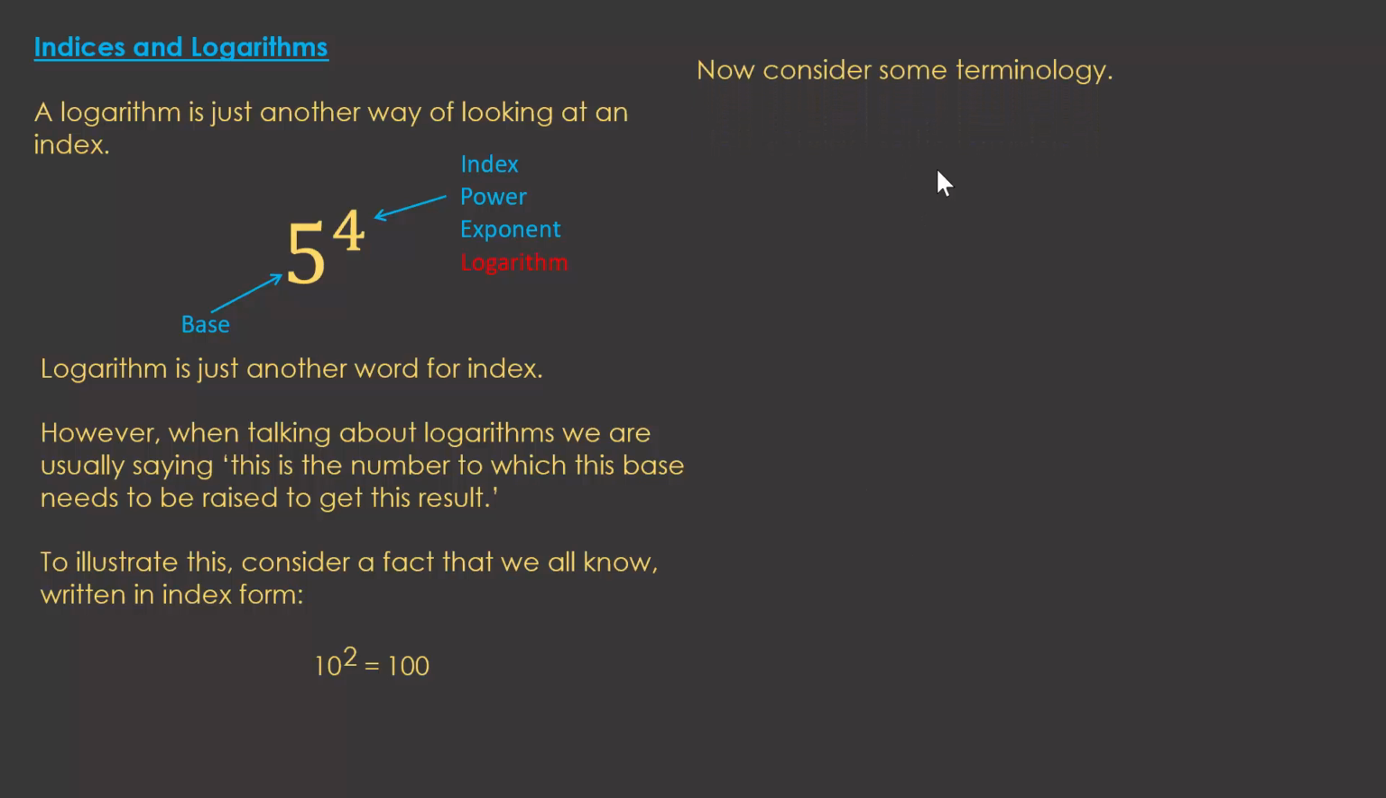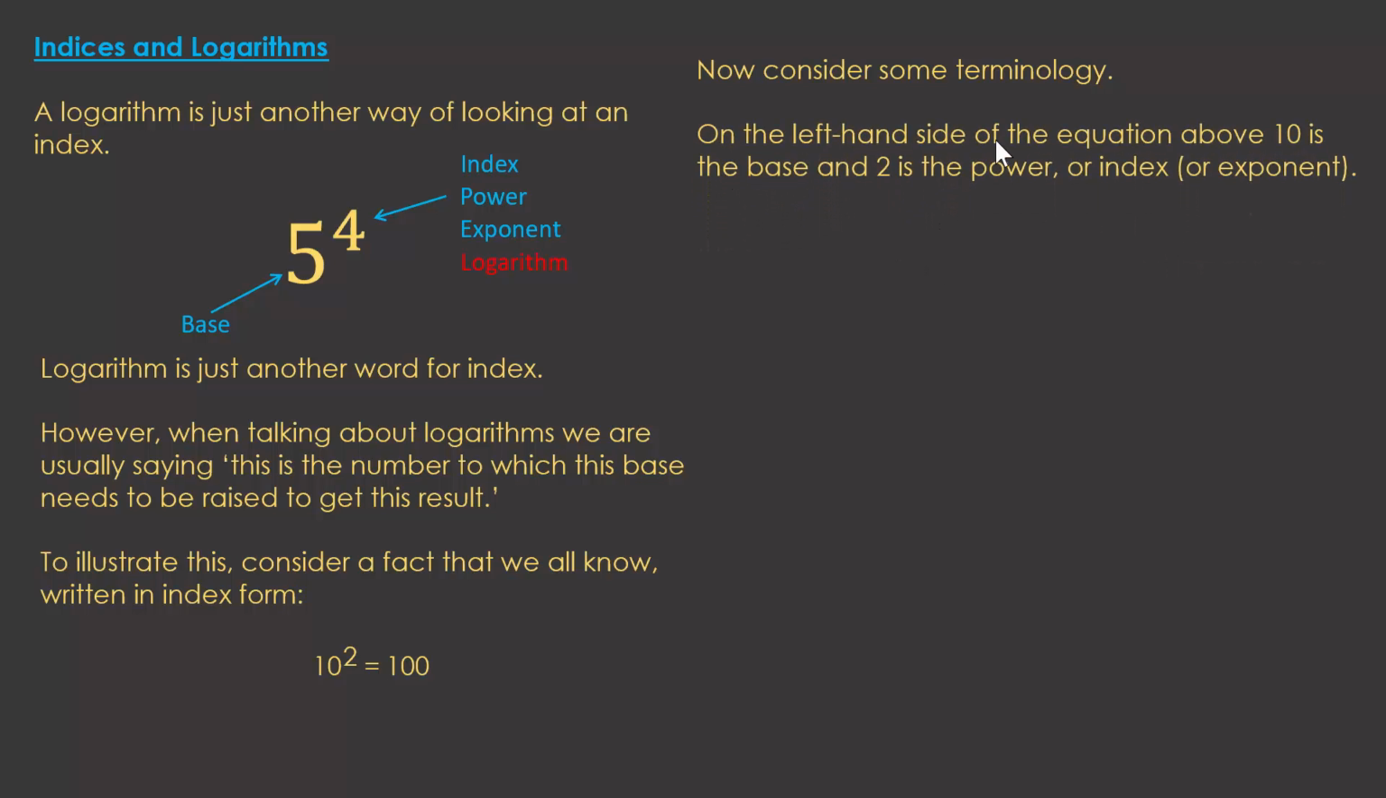Now consider some terminology. On the left-hand side of the equation above, or actually this equation just here, 10 is the base and 2 is the power, or index or exponent. And of course 10 to the power 2 is 100. In logarithmic form, this may be written as log to the base 10 of 100 is 2. So this looks at the same thing in a different way.